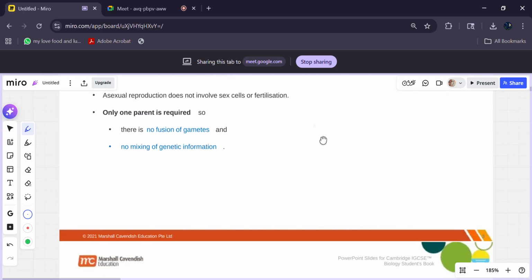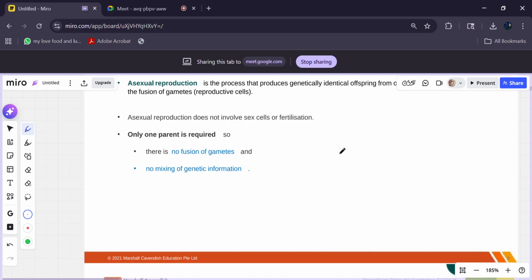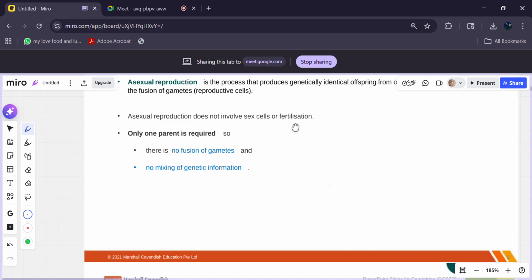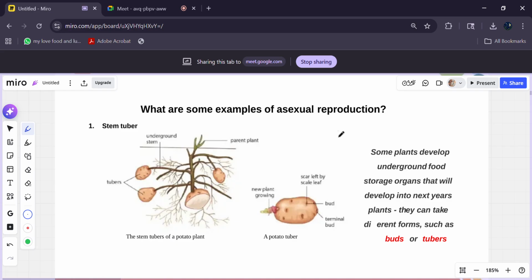So in asexual reproduction, only one parent is required. So there's no fusion of gametes and no mixing of genetic information. That means that the plant cell only needs one cell. It doesn't need sex cells, and there is no lack of genetic information because the new plants look exactly like the parent plants. They are like clones. So what are some examples of asexual reproduction?